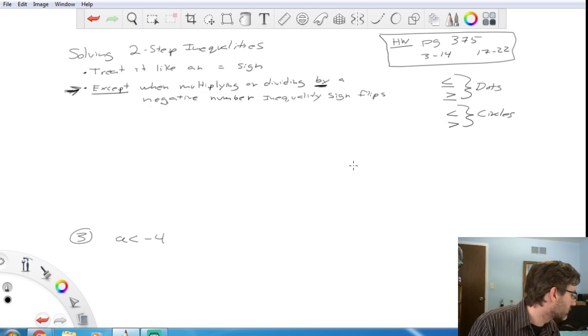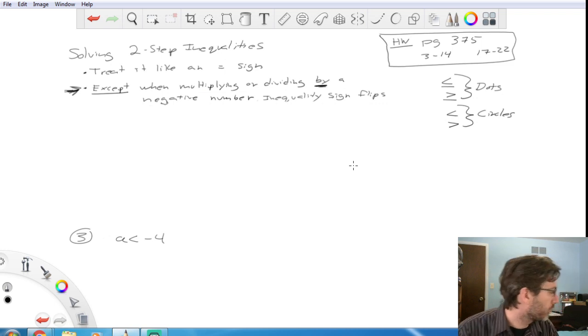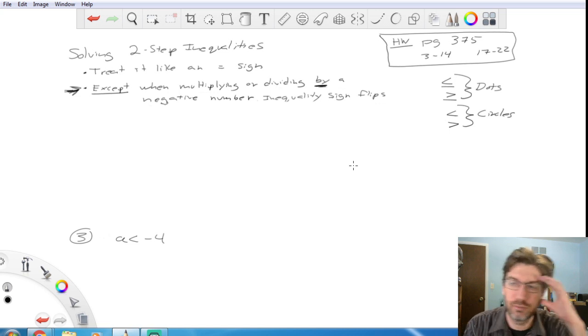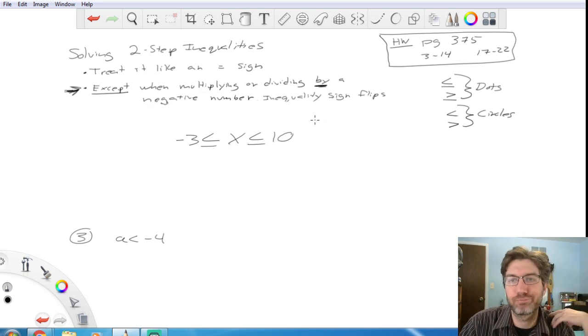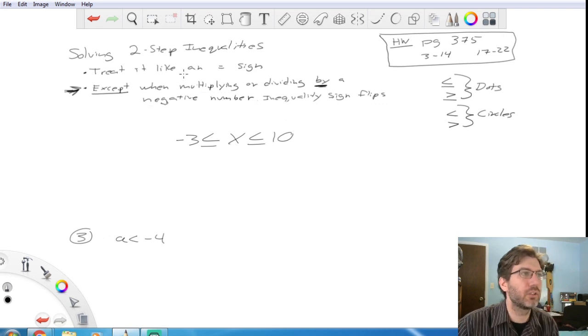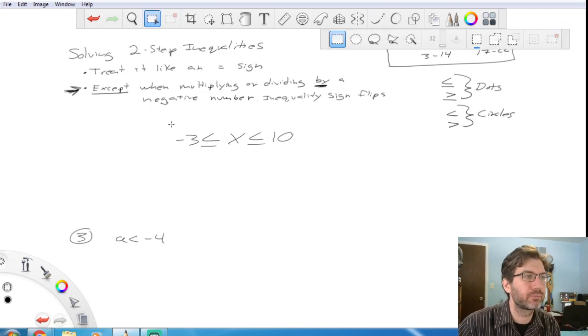Tomorrow, you're looking at compound inequalities and how to graph them, which really is not much different, but you're going to get things like negative 3 is greater than or equal to x, which is greater than or equal to 10, or something like that. How to graph things like that. So that's not too difficult. And we'll go over that tomorrow.